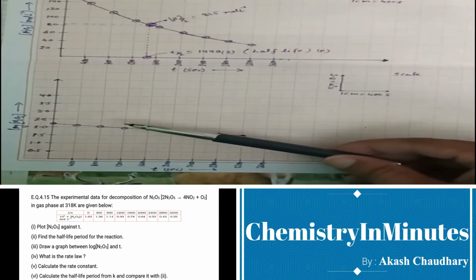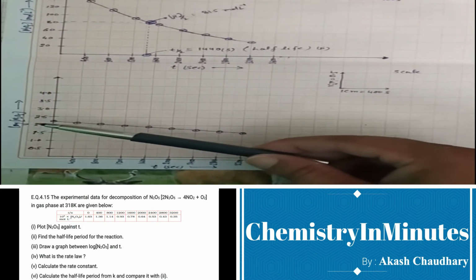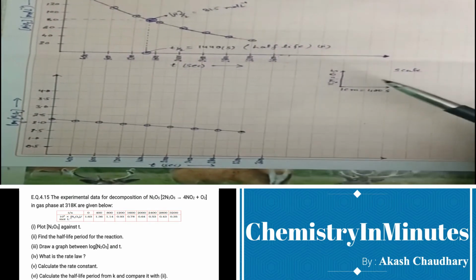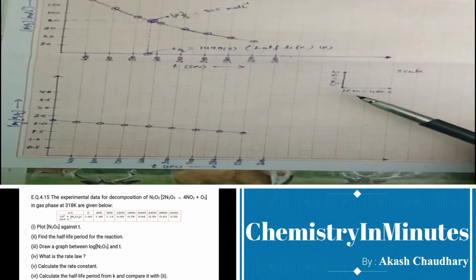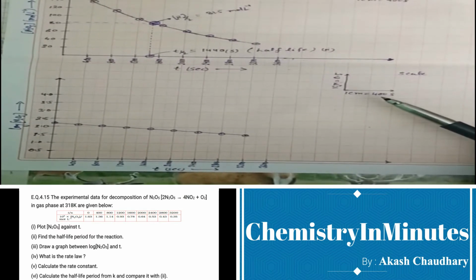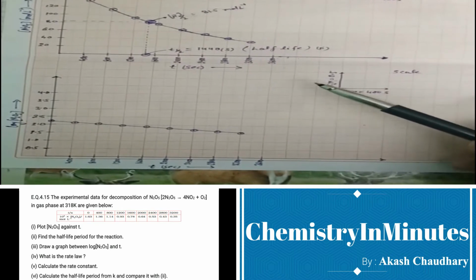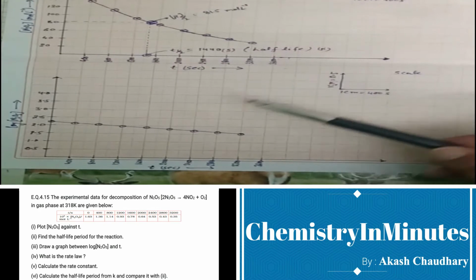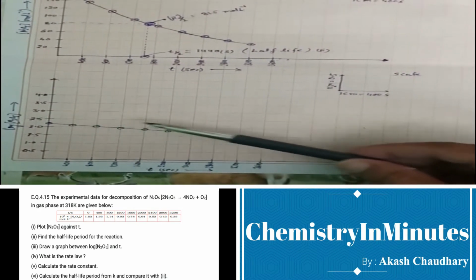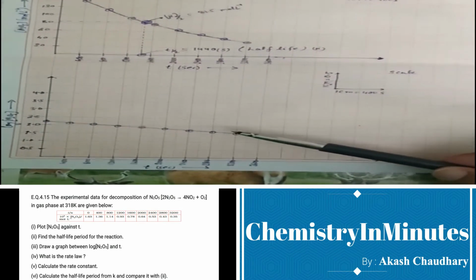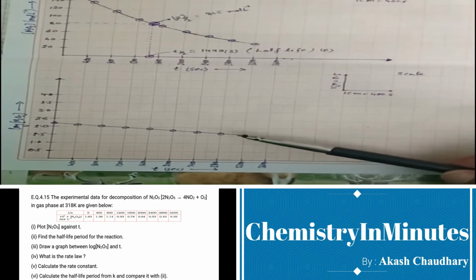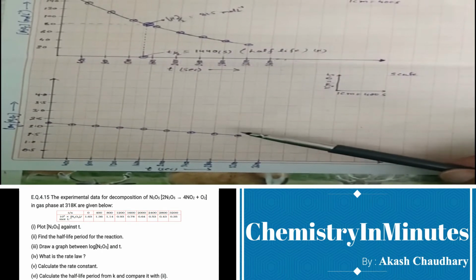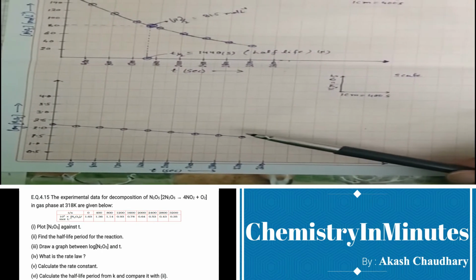Now for the third part we are asked to plot a graph between log concentration of N2O5 and time. The scale here is taken as, for the horizontal axis 1 centimeter equal to 400 seconds, and for the vertical axis 1 centimeter equal to 0.5. As we can see, this graph is coming as a straight line. This means the reaction is a first order reaction. Now after this we will move towards the solution of the next parts of this question.